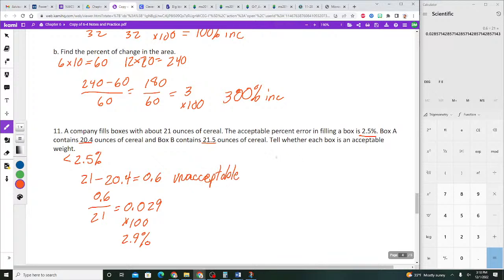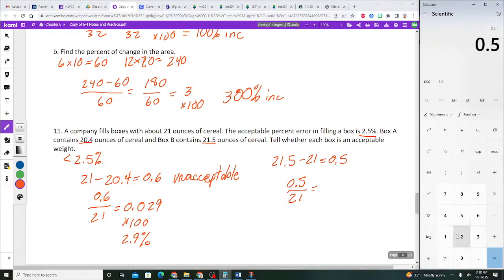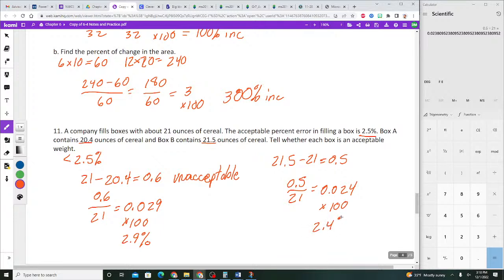The second box is 21.5 minus 21, which gives us an error of 0.5. So we take 0.5 divided by 21, and 0.5 divided by 21 is 0.024. That's a decimal, so we multiply it by 100. That gives us 2.4%. That is acceptable.